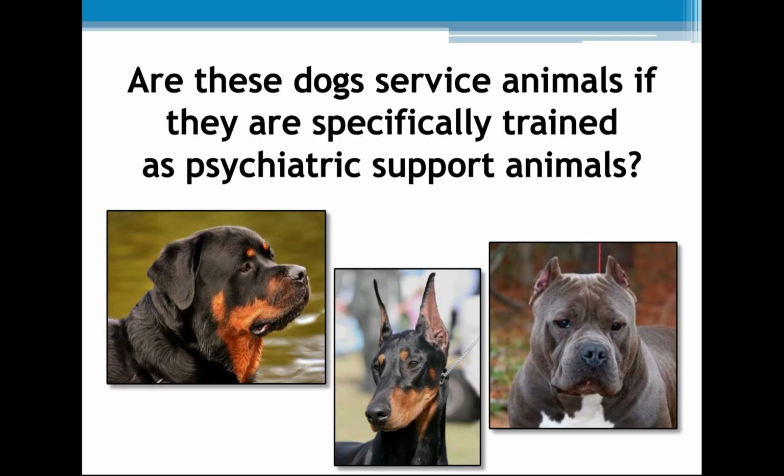Typically, this training is conducted in person, and this is where I get to ask you a question. After learning about service animals in our previous slides, how would you answer this question? Let's say your customer has one of these dogs with them, a Rottweiler, Doberman Pinscher, or Pit Bull Terrier. You ask your customer the two questions, and your customer says yes, and that their animal has been specifically trained as a psychiatric support animal. What do you think? Is your customer's animal a service animal?